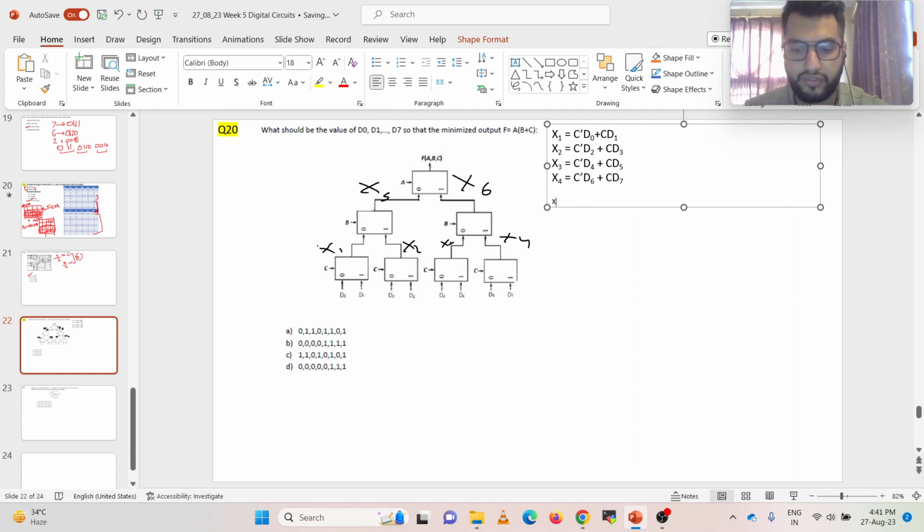Now x5 will be equal to b bar x1 plus b x2, and your x6 similarly will be equal to b bar x3 plus b x4.